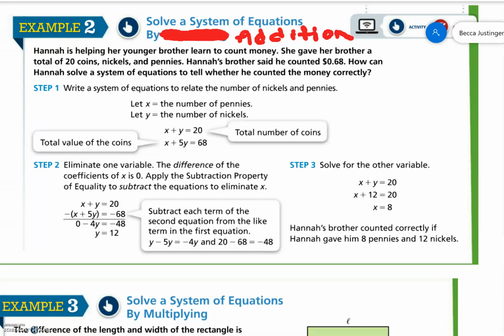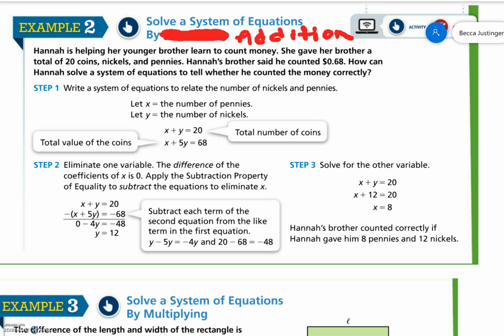Hannah is helping her younger brother learn to count money. She gave her brother a total of 20 coins, nickels and pennies. Hannah's brother said he counted 68 cents. How can Hannah solve a system of equations to tell whether he counted the money correctly? Write a system of equations to relate the number of nickels and pennies.